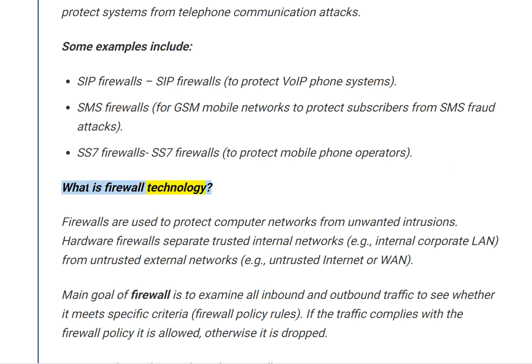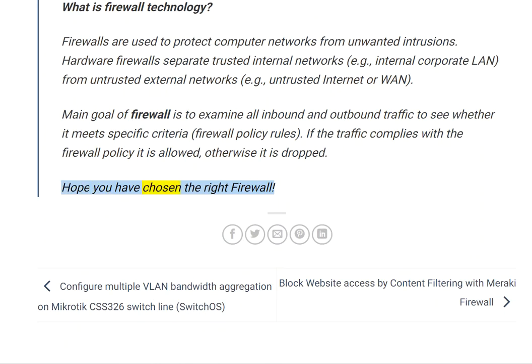What is firewall technology? Firewalls are used to protect computer networks from unwanted intrusions. Hardware firewalls separate trusted internal networks, e.g., internal corporate LAN, from untrusted external networks, e.g., untrusted Internet or WAN. The main goal of a firewall is to examine all inbound and outbound traffic to see whether it meets specific criteria, the firewall policy rules. If the traffic complies with the firewall policy, it is allowed, otherwise it is dropped. Hope you have chosen the right firewall.